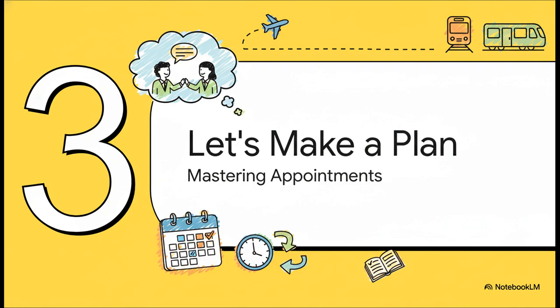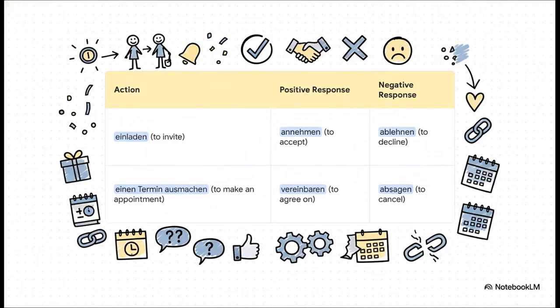Okay, enough with the mushy stuff. A relationship isn't just about feelings, right? It's also a lot of planning. How do you actually see each other? This part is all about the practical side of things, making appointments, plans, and arrangements. Let's just break this down. So it all starts with an action. You einladen someone. You invite them. Pretty straightforward. They have two choices.